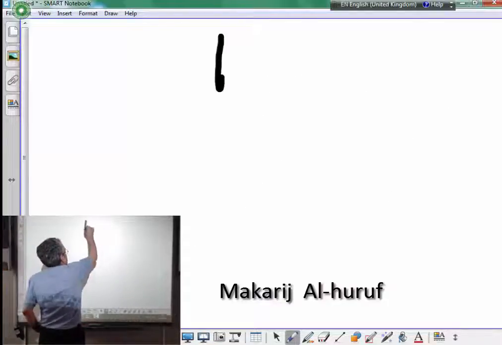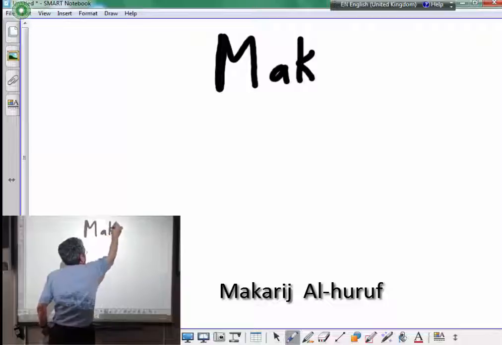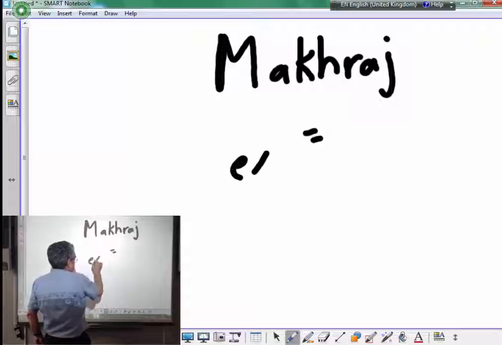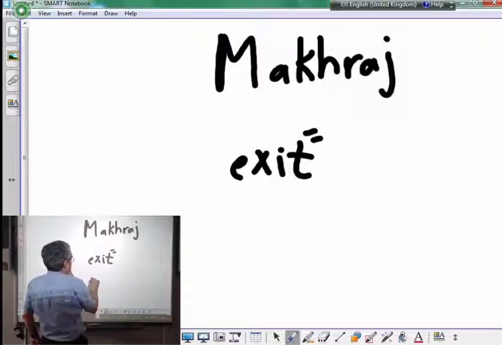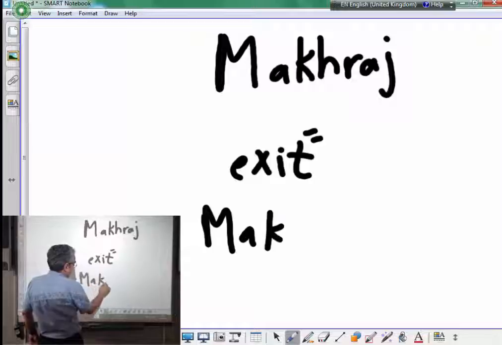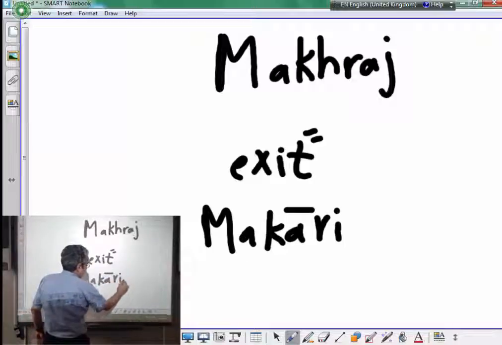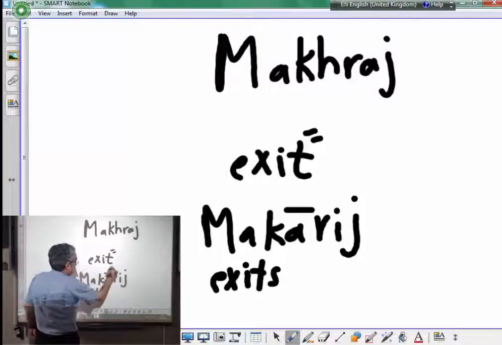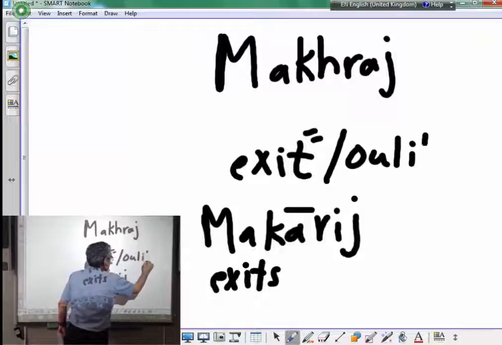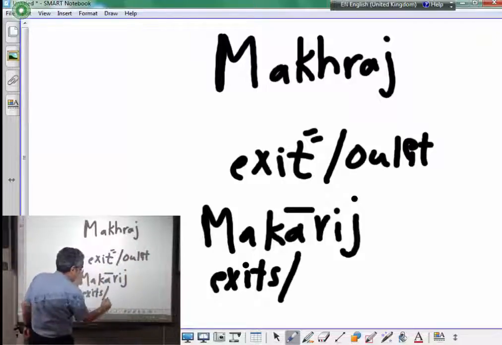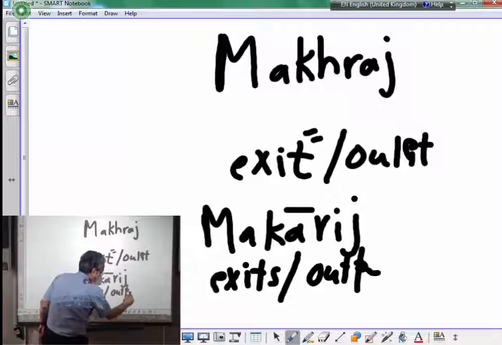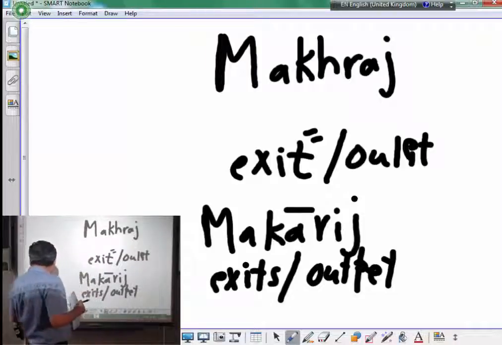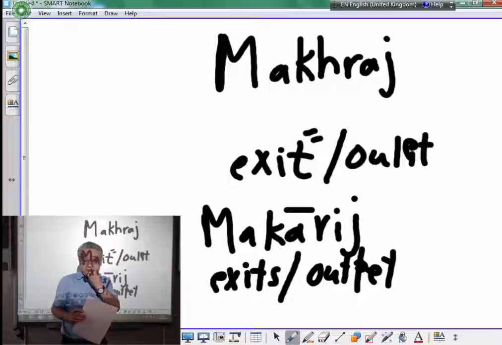So makhraj, I take the word makhraj, is exit. And makharij, plural, is exits, or you can say outlets. So makhraj, makharij. And makhraj is where the letter is emitted from.